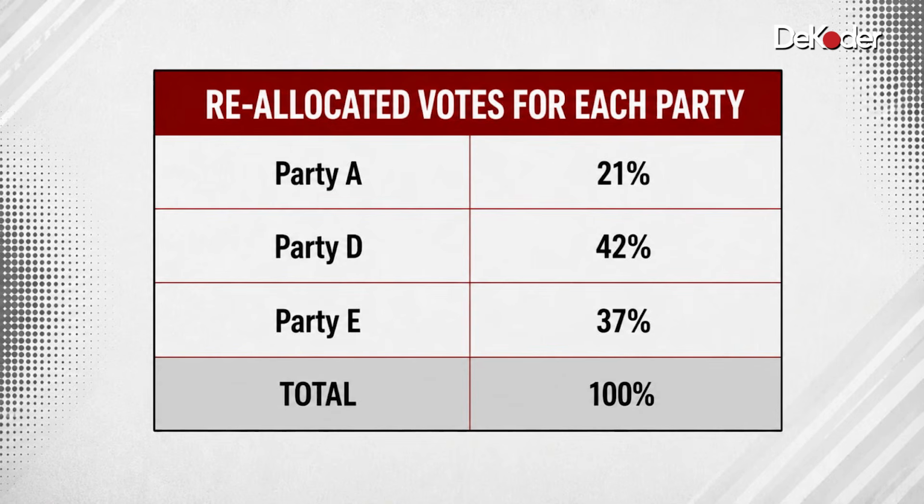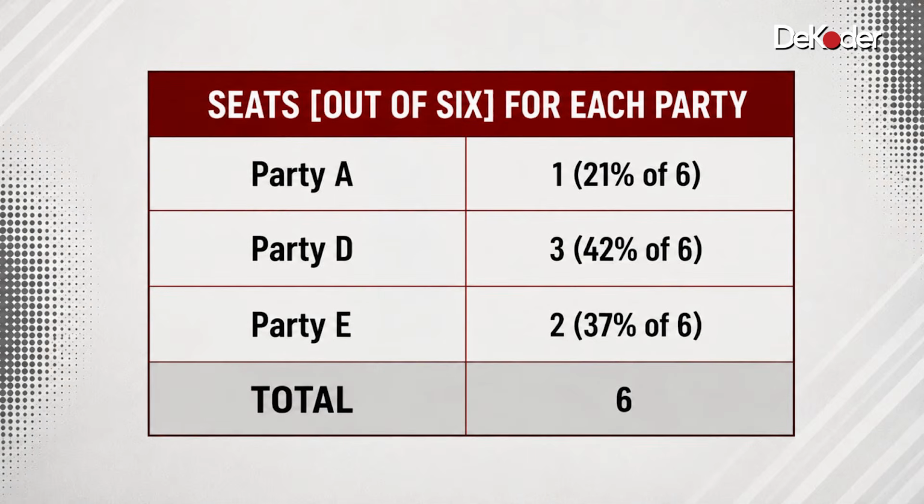Now, on that basis, how do we get the seats? Party A gets 1 seat because it's got 21% of the vote. Party D gets 3 seats and Party E gets 2 seats, making a total of 6 seats.